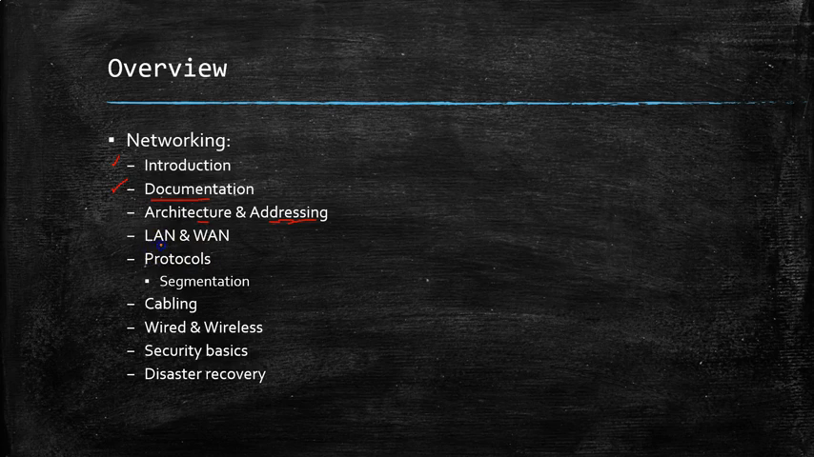So we'll talk about local area and wide area networks. We're going to focus pretty heavily on TCP, UDP, and IP. Segmentation is going to blend nicely with subnetting, right? We'll talk about collision domains and broadcast domains. We'll talk for 3 seconds about coax cable and Cat3 Ethernet cable, but we'll focus more on Cat5e, Cat6, 6A, and 7 cables. We'll focus more on fiber optic cabling.